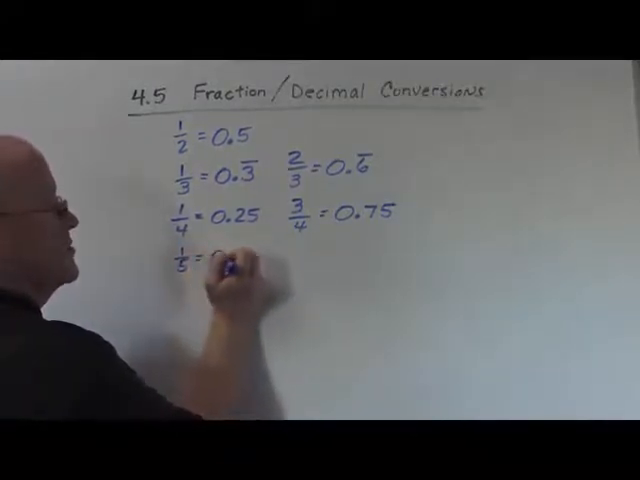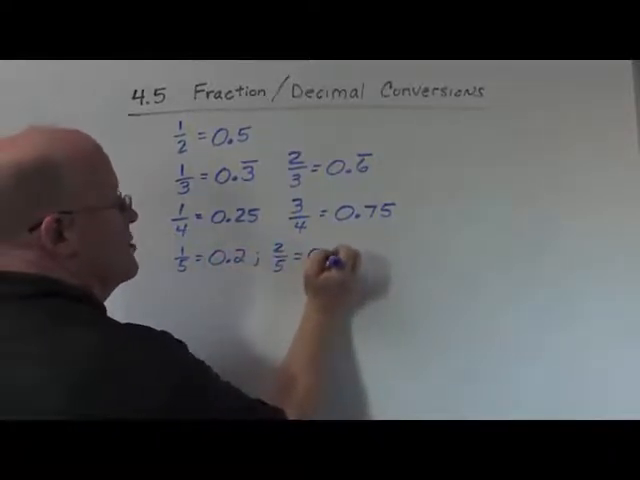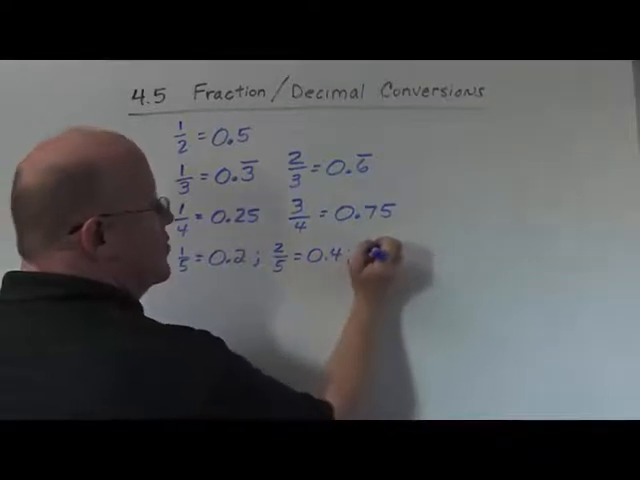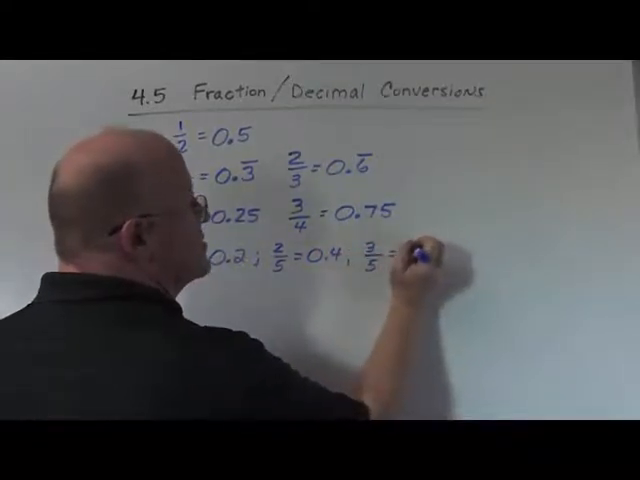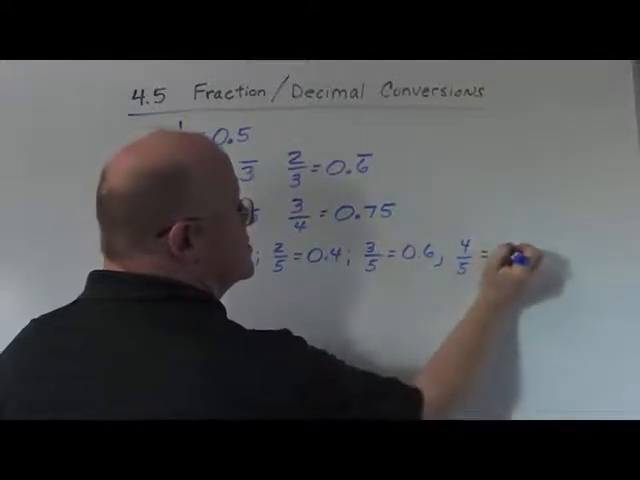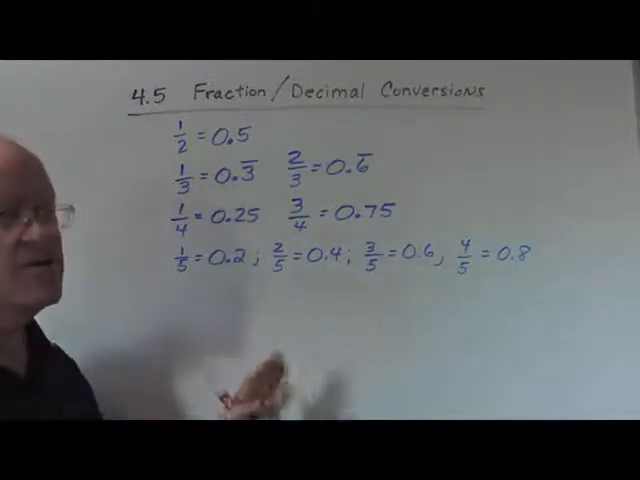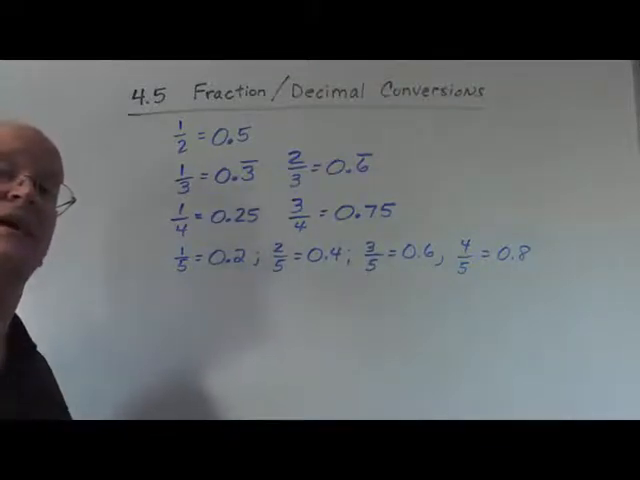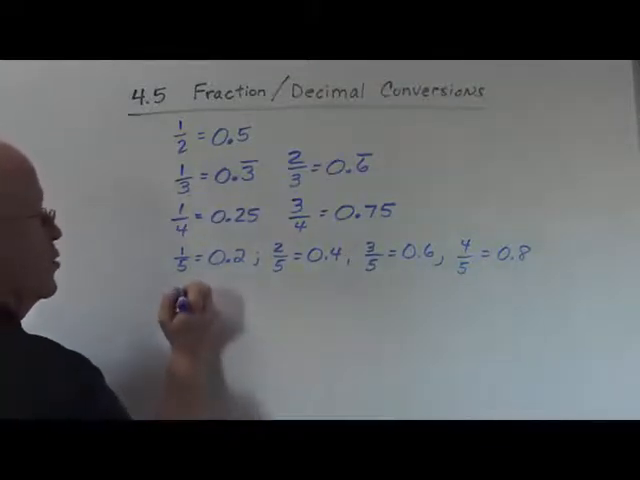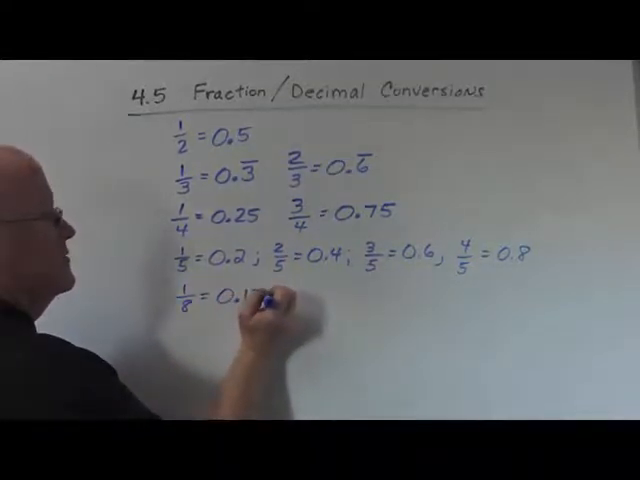1/5 is 0.2. 2/5 is 0.4. 3/5 is 0.6. And 4/5 is equal to 0.8. Probably the other ones that you want to have memorized are the ones that have 8 in the denominator. 1/8 is equal to 0.125.